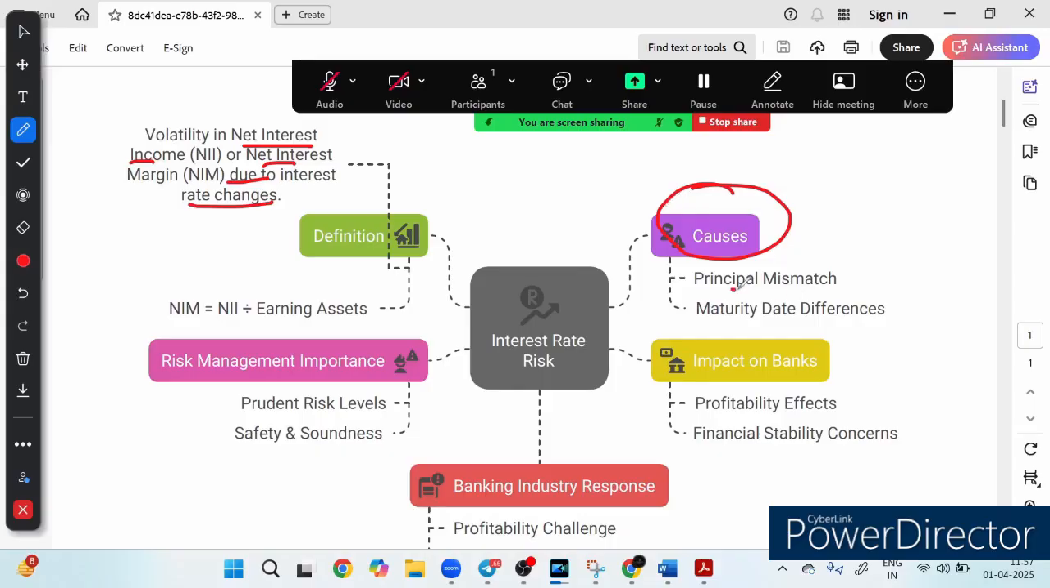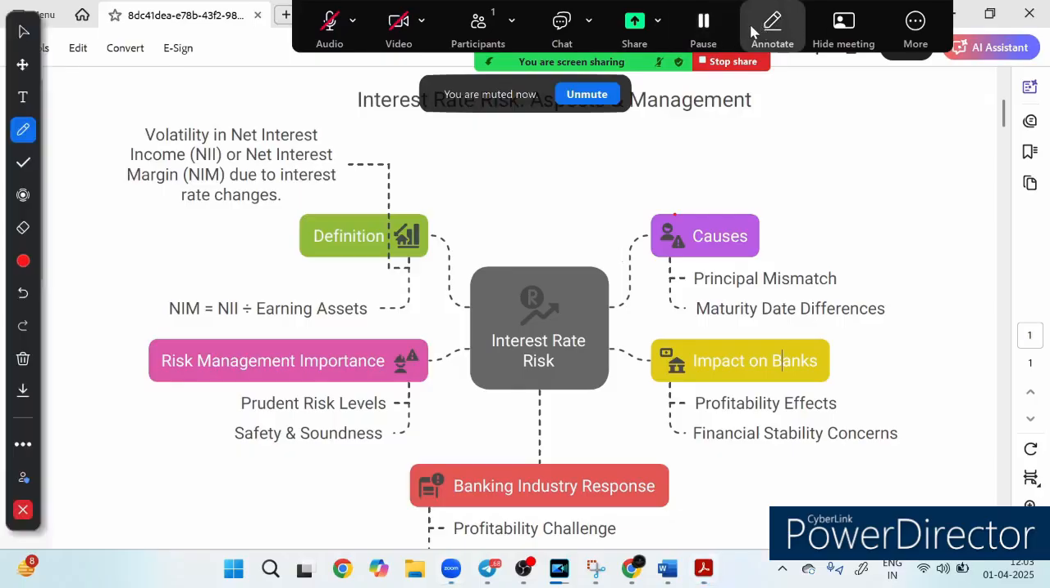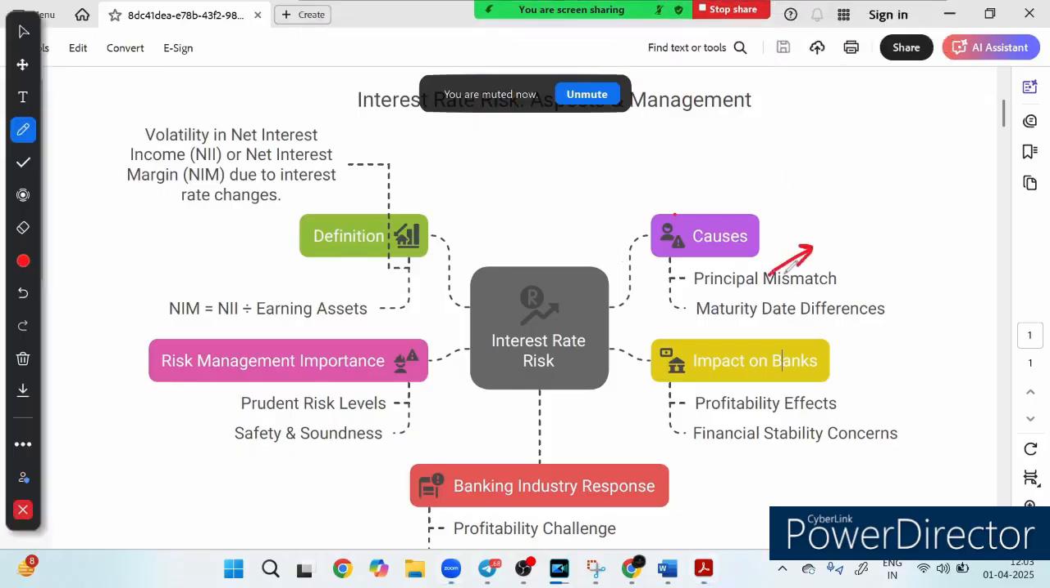The first reason is principal mismatch, when a bank borrows short term but lends long term. Suppose a bank is borrowing for short term, like 1 year. The first cause of interest rate risk is called principal mismatch, which means when a bank borrows short term but lends long term.